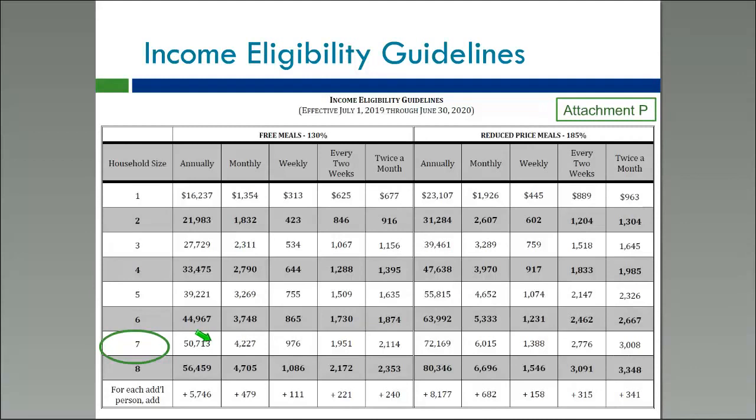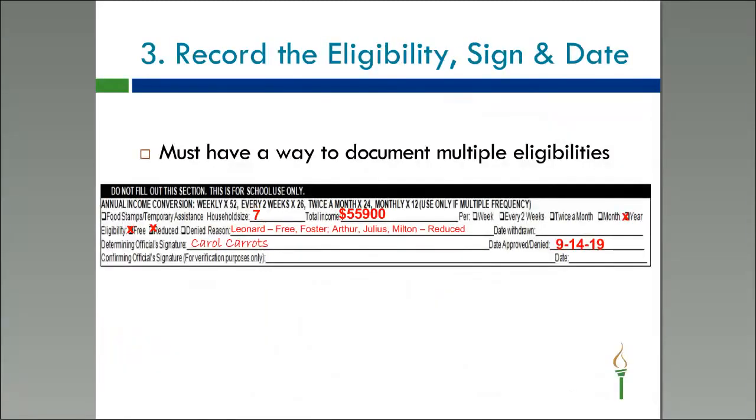They make too much for free, so then we'll go ahead and take a look at reduced. To qualify for reduced, they need to make $72,169 or less. And since they made $55,900, that falls in that category, so they would be approved for reduced. So on this application, since we had a foster student and we had others qualified for reduced, we actually have two eligibilities listed on one application.